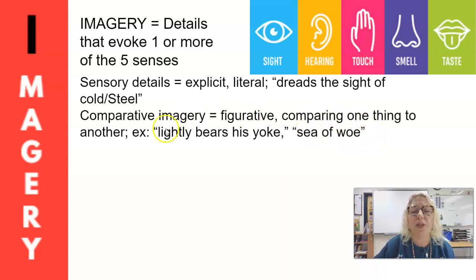And so a couple examples of these on page 9 are when she talks about how the husband lives with us and lightly bears his yoke. A yoke is something that's used on beasts of burden, like oxen, to till land. It holds them together side by side. And so a husband doesn't literally wear a yoke, but it might certainly feel like that to be married. She also talks about a sea of woe. That's figurative because it isn't a literal sea, but instead it's a feeling of sadness because it's as large as an ocean.